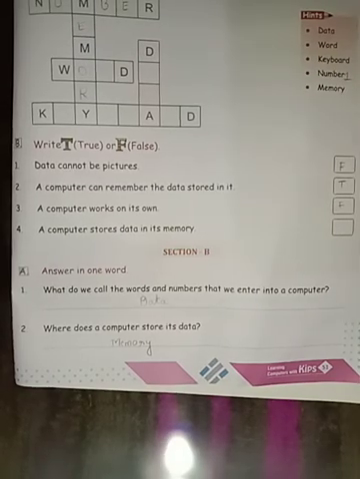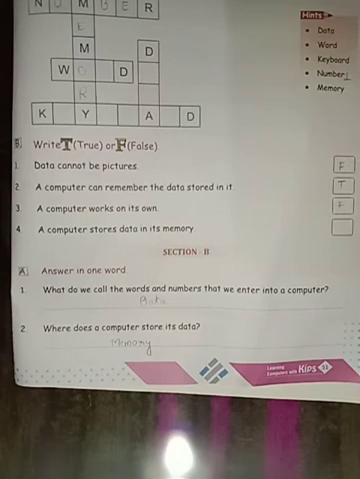So I believe you all have understood the brain developer which is solved today.